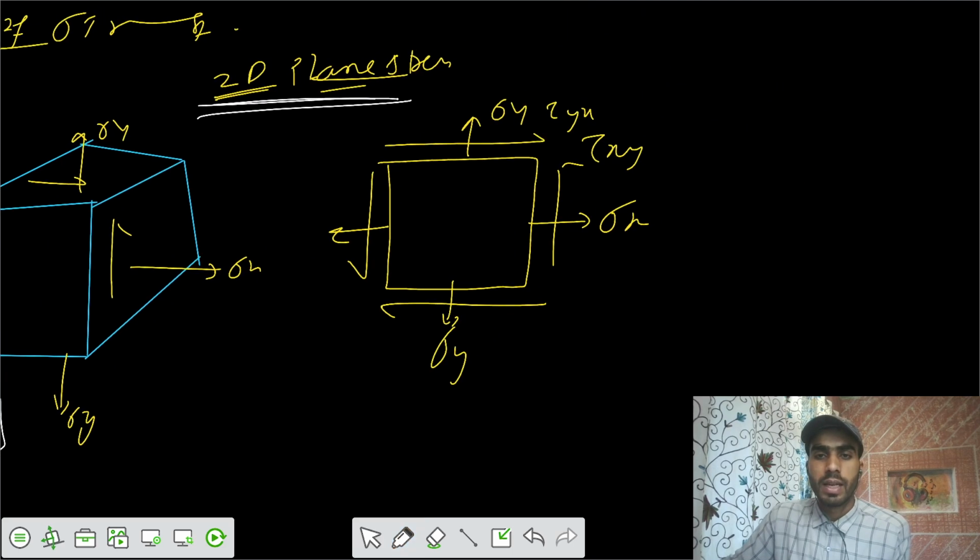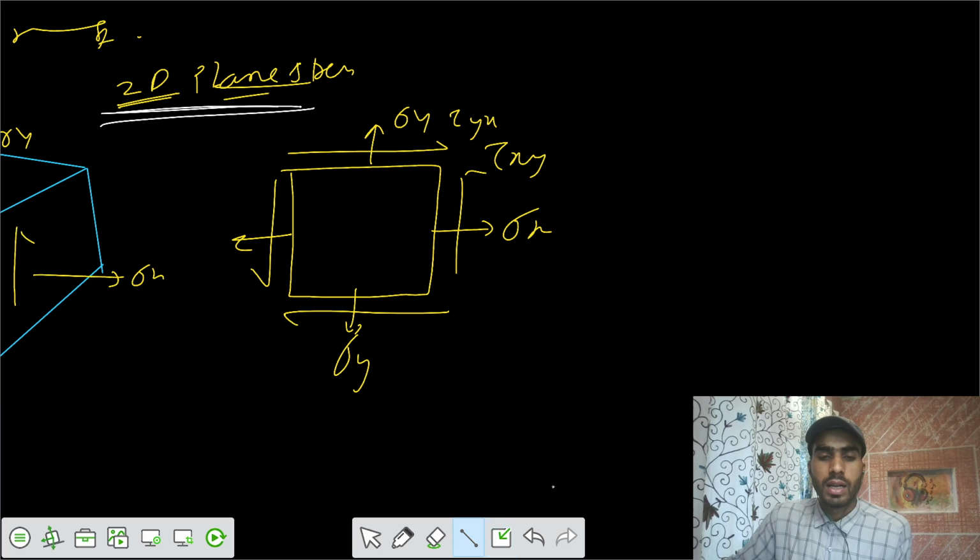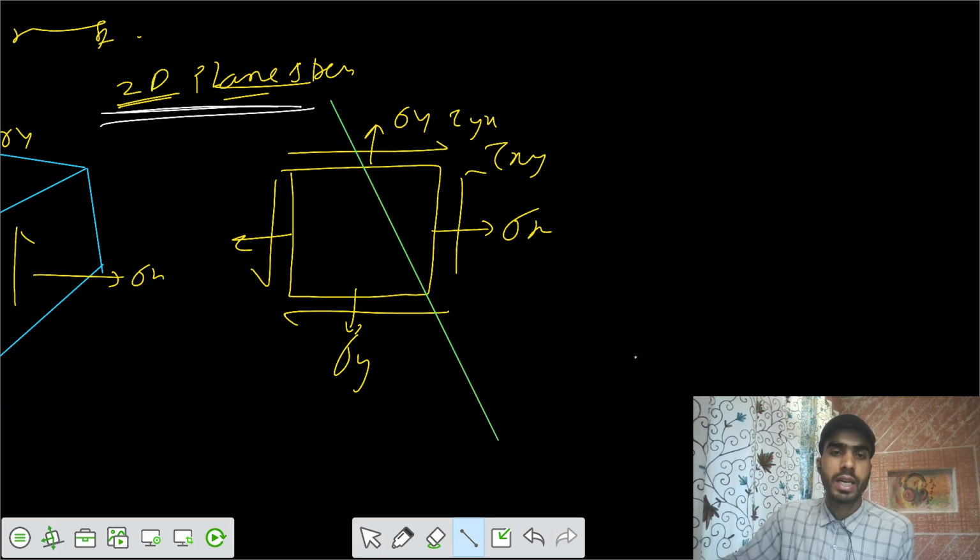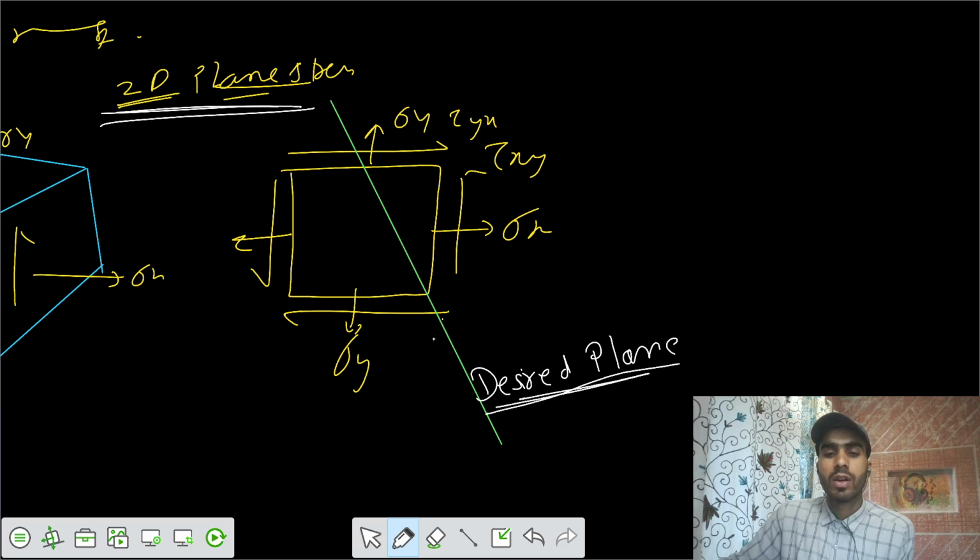So let's take any plane at an angle of theta with respect to vertical. Let's say for the derivation we are taking this as our new plane. We can say this is our desired plane, and we want to say what's the value of stresses on this desired plane. So let's say this is theta with respect to vertical, anti-clockwise. This is the assumption that we are taking.